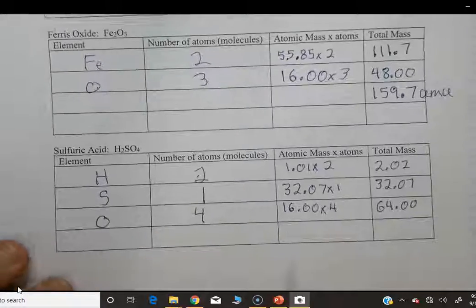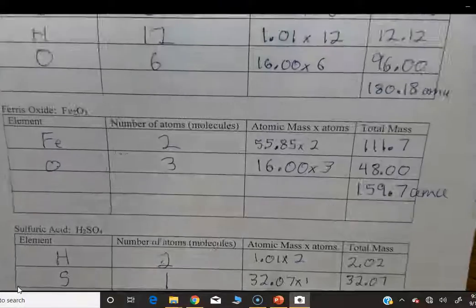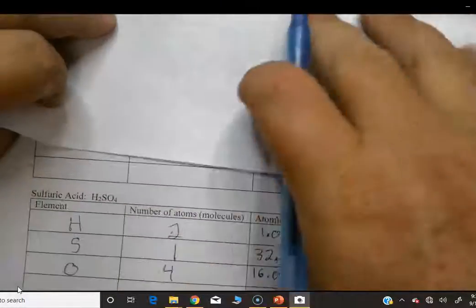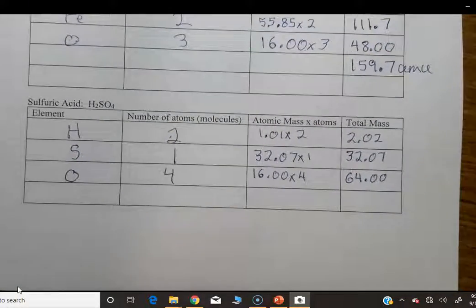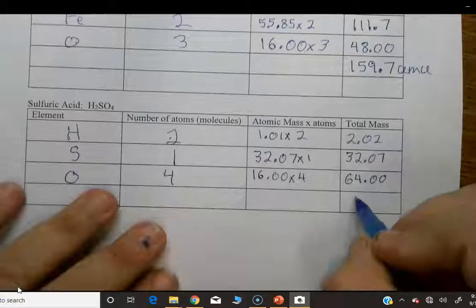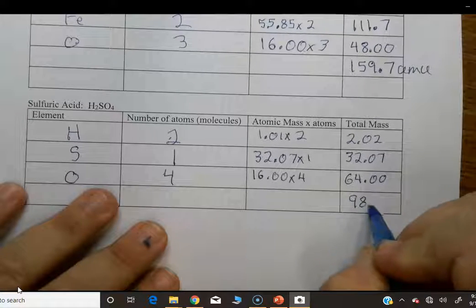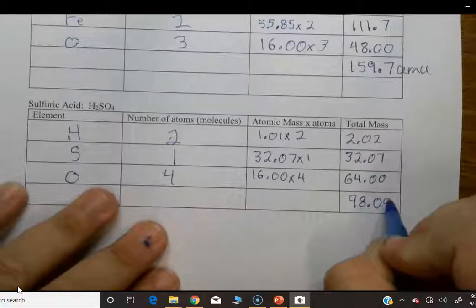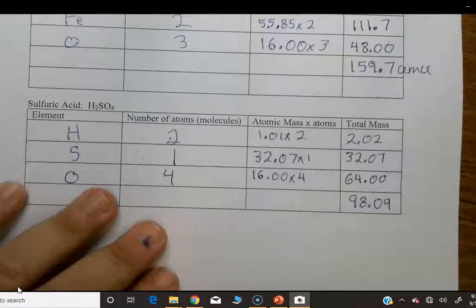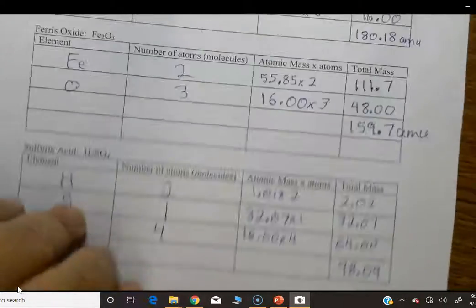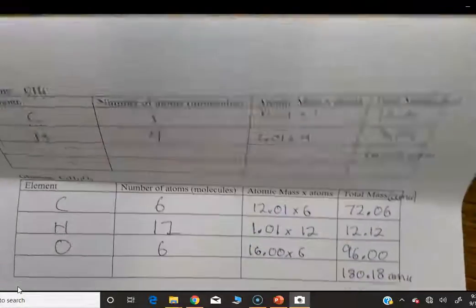Okay, and now we have to add those three numbers together. And let's see if I can keep this from slipping down here. Okay, right there. So you add those three, and we get 98.09. Always check my math on these because I'm doing the math as I do the sheet. Okay, there you go. There's H2SO4, sulfuric acid. All right, next up.